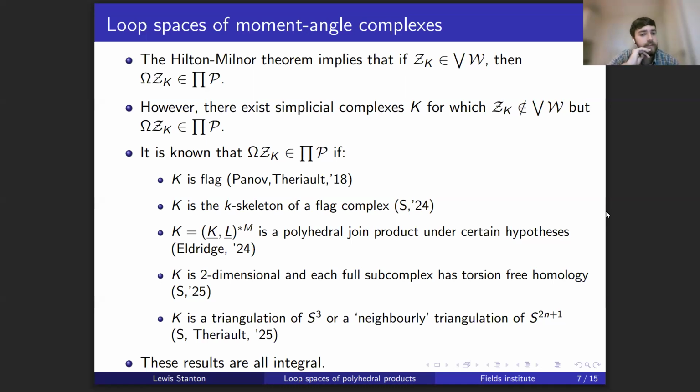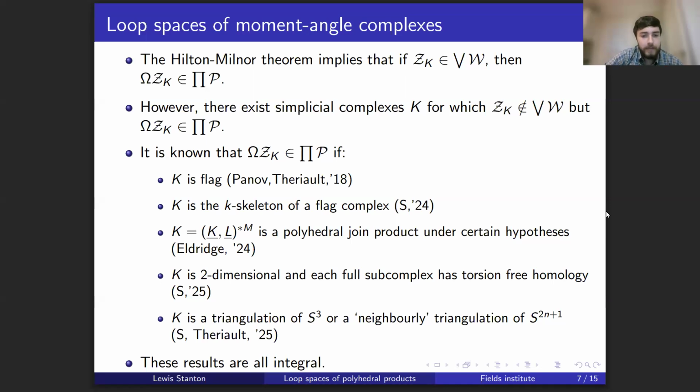And a big scheme of work recently has been in terms of trying to find families of simplicial complexes for which this kind of decomposition happens for looped moment angle complexes. The first one is where K is flag, which is shown by Panov and Theriault. And I generalize this through different methods to the k-skeleton of a flag complex. And one interesting note to point out there is that the one-skeleton of a flag complex can be any graph. So this in fact holds for any graph.